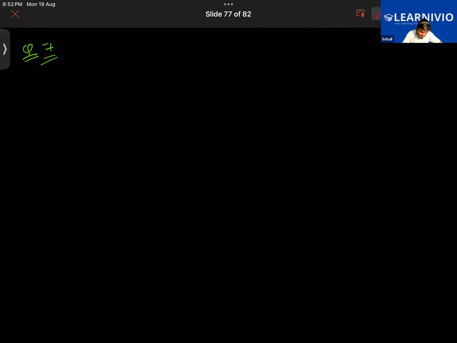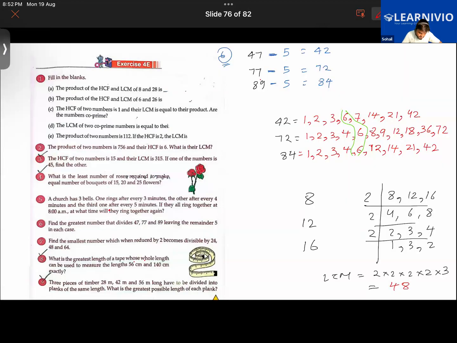You have understood the question. First of all, understand the question once again. You have to find such a small number which, when reduced by 2, meaning that say you have found a number x, and now when you subtract 2 from that number, it becomes divisible by all the numbers, that is 24, 48 and 64. फिर वो number 24, 48 and 64 इन नंबर से डिविजिबल हो जाता है. Okay.